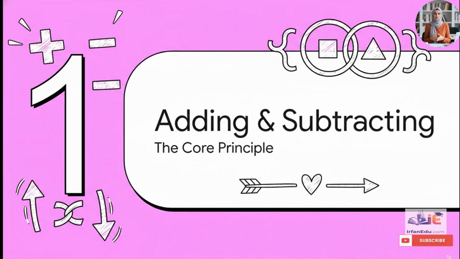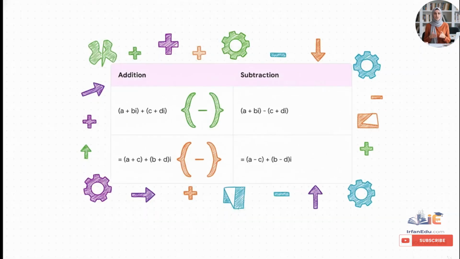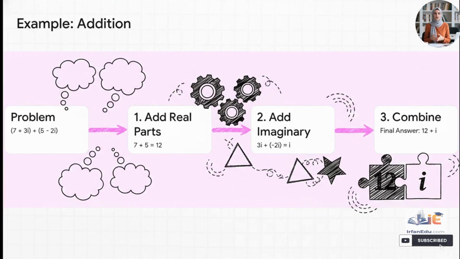Okay, so let's dive right in with addition and subtraction. And here's the great news. Both of these operations follow the exact same core principle. Seriously, once you get one, you automatically get the other. And you're gonna love this because the logic is super simple. For addition, you just add the real parts together and then you add the imaginary parts together. Subtraction, same exact idea. Subtract the real parts, then subtract the imaginary parts. It's basically just like combining like terms in algebra. You've done this before. All right, let's actually see this in action.